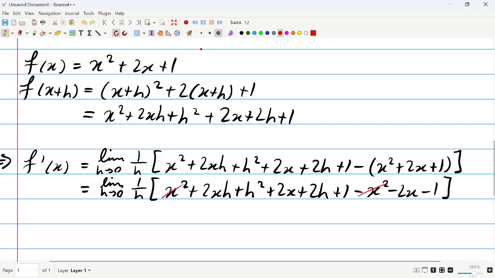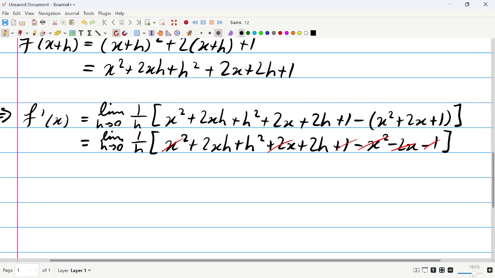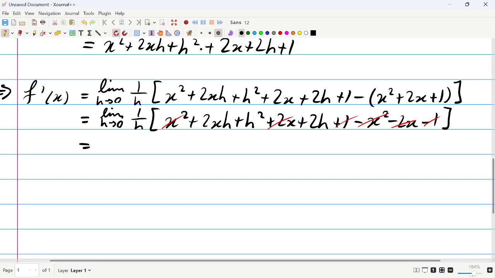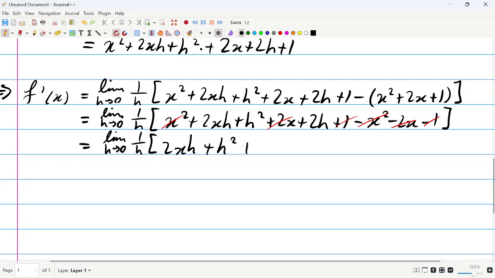Can you see that? What else cancels each other out? The h squares can't cancel each other, the 2xh doesn't, the 2x's can, because 2x minus 2x gives us 0, and then 2h, there's no other thing like it. And then we are going to have 1 cancel out with a negative 1. So what are we just left with in the simplest form? We are just left with this being equal to the limit as h approaches 0 of 1 over h of 2xh plus h squared plus 2h, and that is what we are left with.